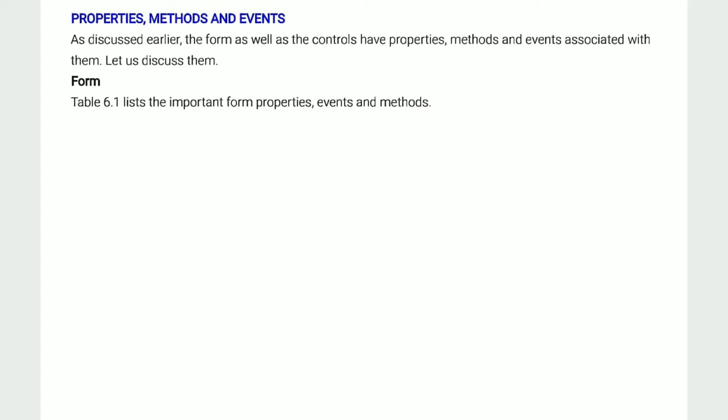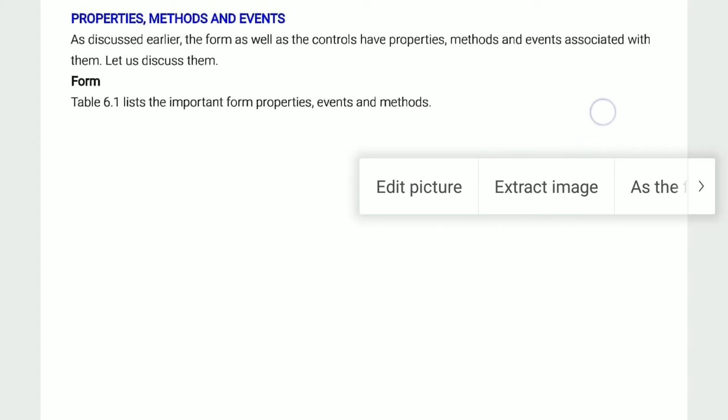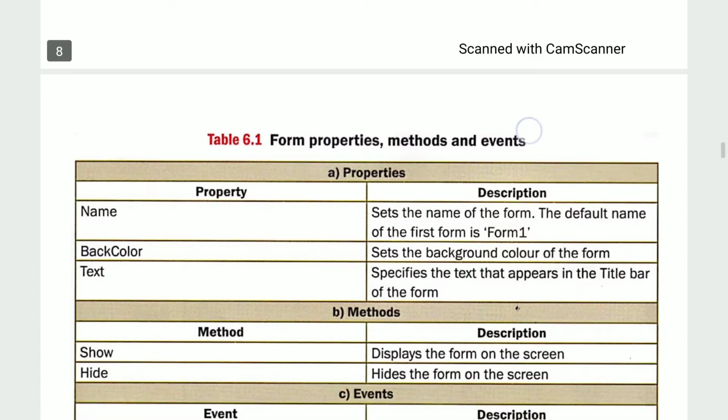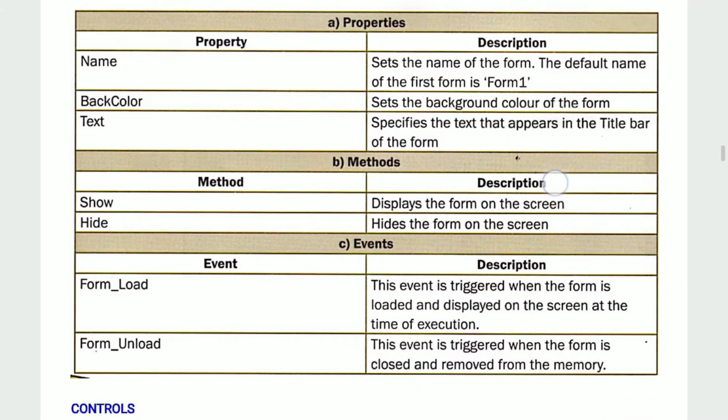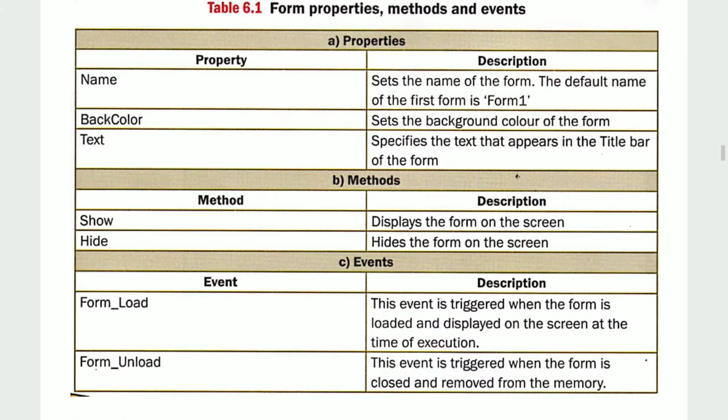Now I will discuss some of the properties, methods and events of form and different controls. First of all, I am going to explain the properties, methods and events of form. As you can see on the screen, this table describes the properties, events and methods of the form object. There are many different properties of form like name, back color, text, font, appearance, forecolor, enabled, visible, etc. Some of the important properties of the form object are described in the table.